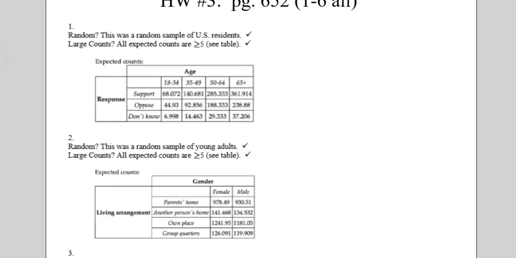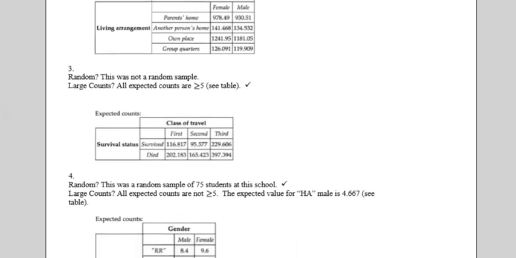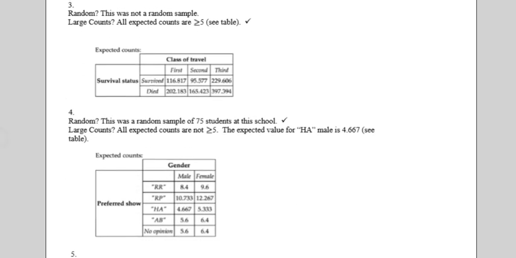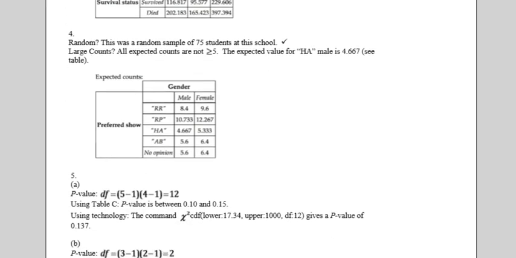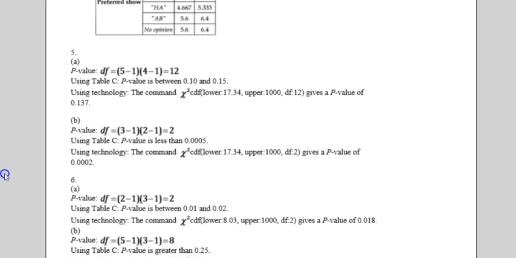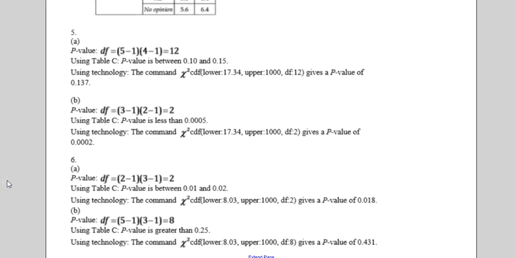So there's 1, 2, 3, and 4. All right. And then for 5 and 6, you can take the p-value, degrees of freedom calculation, and use your, remember, second, vars, 8 to get the chi-squared CDF.